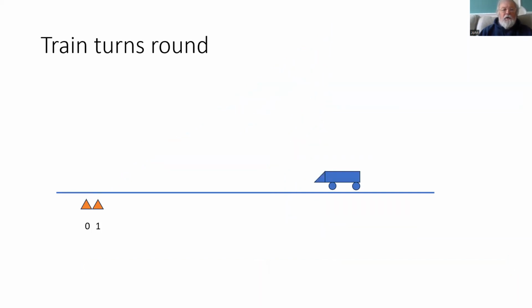So let's now think about when a train turns round. It previously has gone from left to right, passing over the LRBG in the direction 0, 1. But now it has stopped, the driver's got out, moved to the other end, and it's ready to proceed back from right to left.